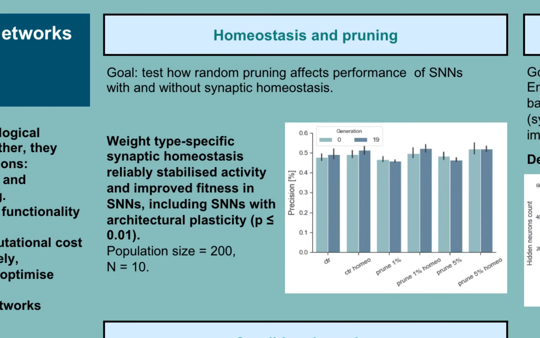The first goal was to test how random pruning affects performance of spiking neural networks with and without synaptic homeostasis. We found that homeostasis improves fitness of both control and pruned networks. Additionally, for networks with homeostasis, there was no difference between control and pruned networks. This is desirable and means that we can combine pruning and homeostasis to create smaller networks without performance loss.